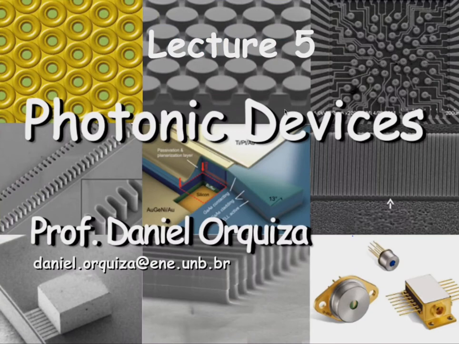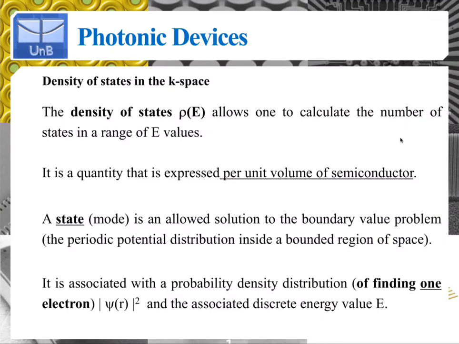In today's lecture, we're going to talk about the parabolic approximation of the band structure and also the density of states as well as the wave vector values in K space. So let's start by recapping a few concepts from our previous lecture.